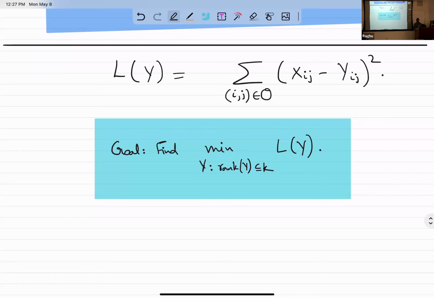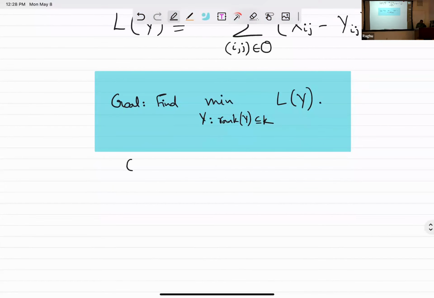Any suggestions? Yeah. Applying gradient descent. We could try and apply gradient descent. But when we discussed gradient descent, you could only do gradient descent for unconstrained sets. Right. So if you do gradient descent, even if you start with a small low rank matrix, when you take the gradient step, you might go out of the set of low rank matrices. Right. So this is a constrained optimization problem.